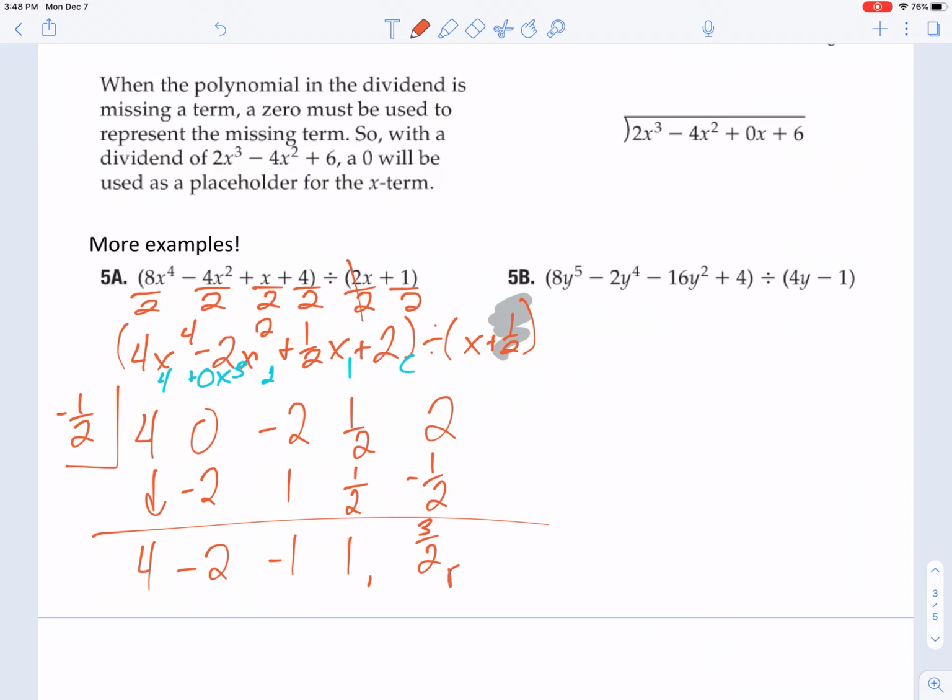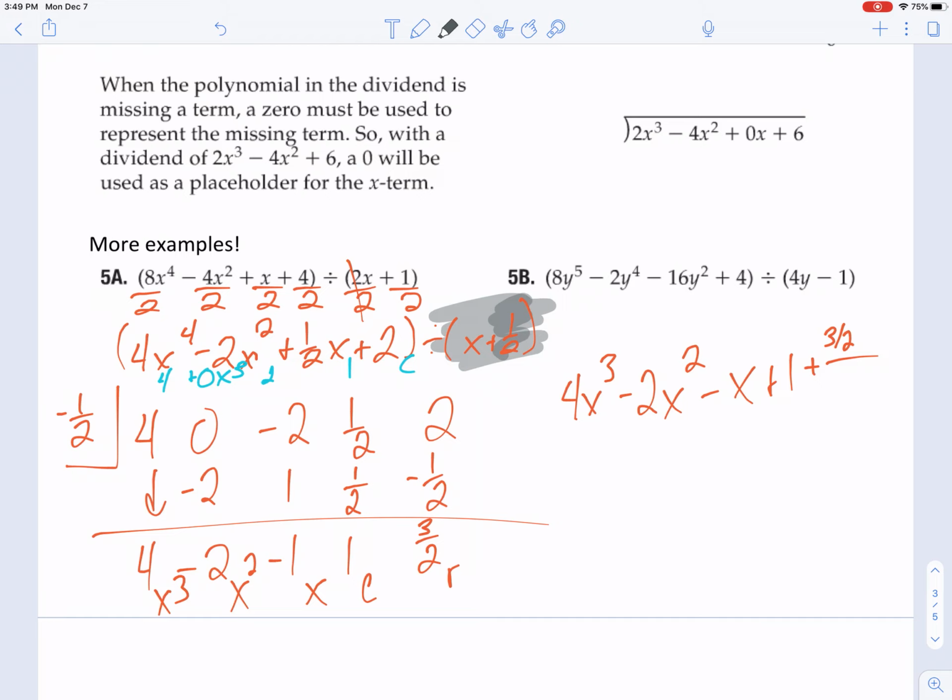So this is the remainder, constant, x squared, x cubed. So my answer wants to be 4x cubed minus 2x squared minus x plus 1. And then don't forget the remainder is going to be the number that's left over, so 3/2 over what you were dividing by. I was not dividing by 2x plus 1. I was dividing by x plus 1/2, right? Because I did that division of 2. So x plus 1/2 here.